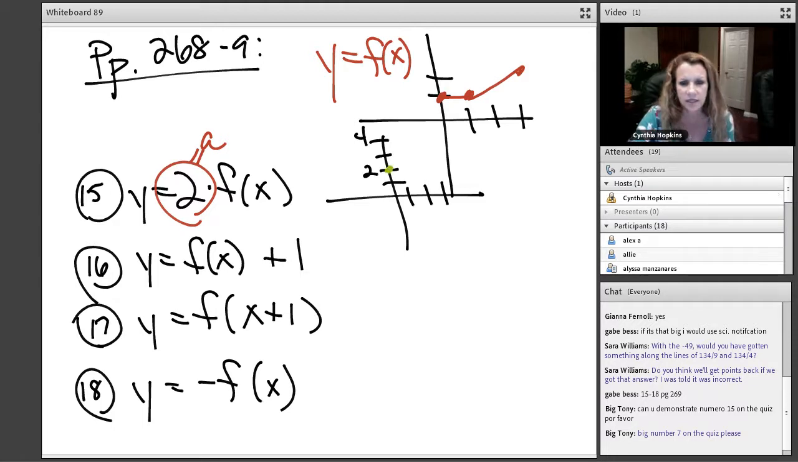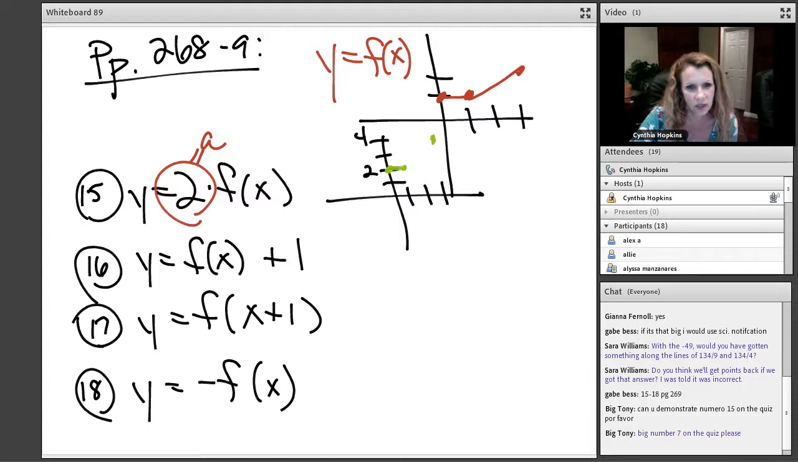My x stays the same. Okay, now I take the second point, 1, 1. I just take the y value of 1, multiply it by 2. That gives me 2. And so 1, 2 is another point. Okay, the third and final point is at 3, 2. When I take the y value of 2 and multiply it by 2, I get 4.